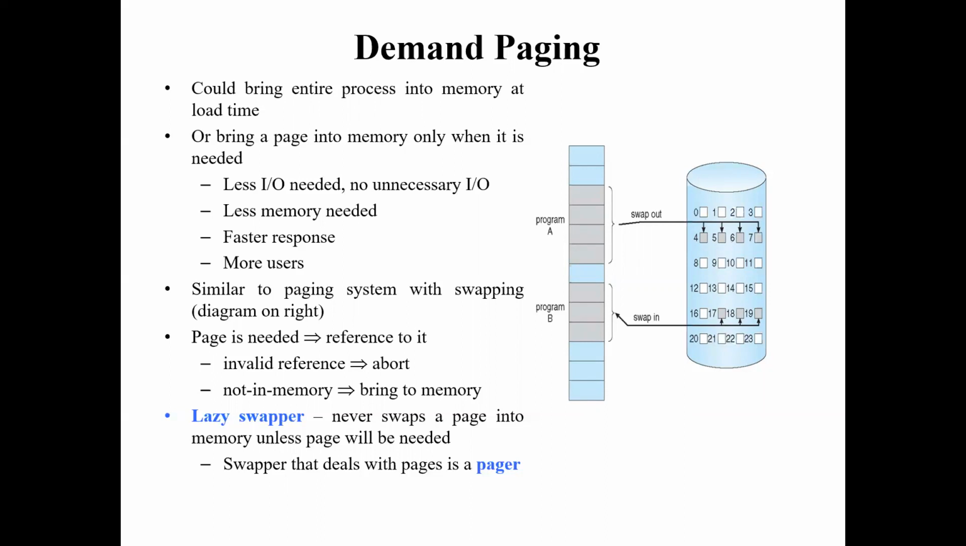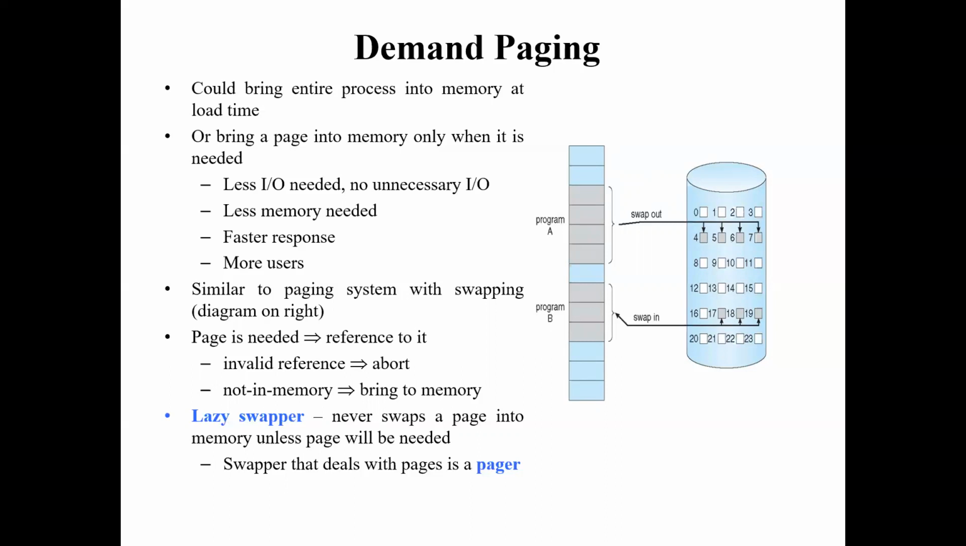If it is there in memory, you will be referencing it. If it is an invalid reference, then you will abort it. If it is not there in memory, you have to bring it to memory. From your secondary store you have to bring it to memory. So that's what the page table is doing.